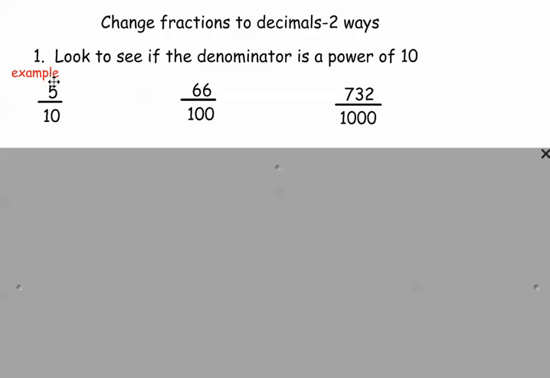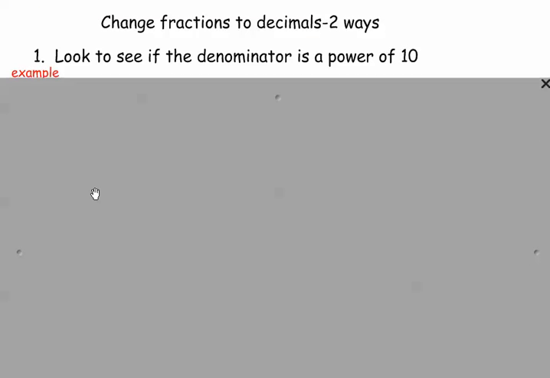All right, so let's see. The first thing, number one, you've got two ways to actually do this. So the first one, you want to look to see if the denominator is a power of 10. So write that down. Look to see if the denominator is a power of 10. What I mean by a power of 10 is 10 or 100 or 1,000 or 10,000. Those are all powers of 10. We're probably just going to be looking at these two, really. So go ahead and write that down. Let's do some examples.